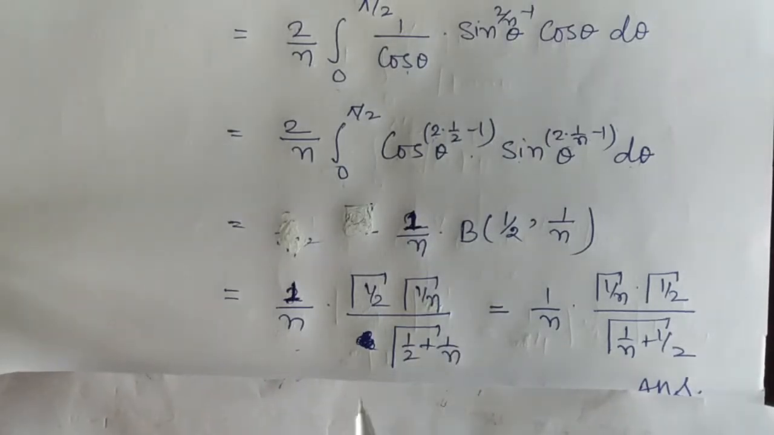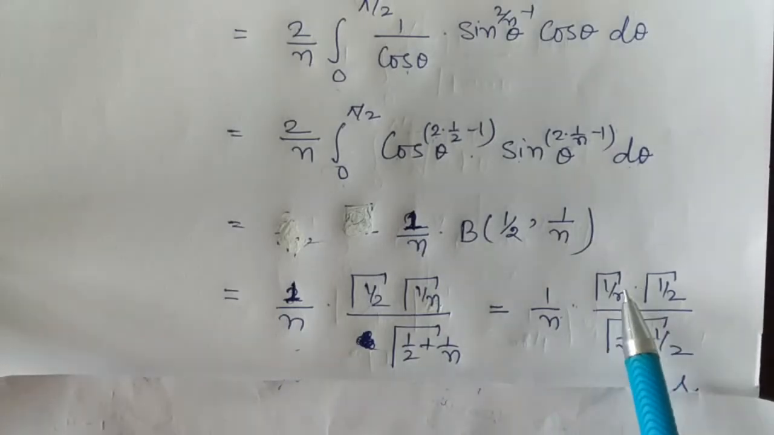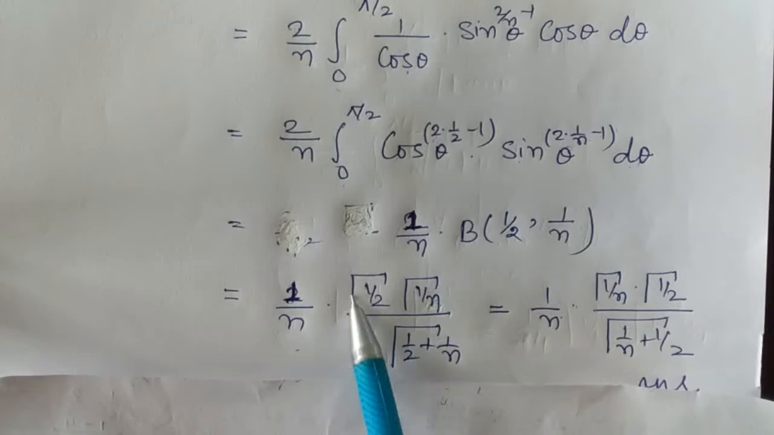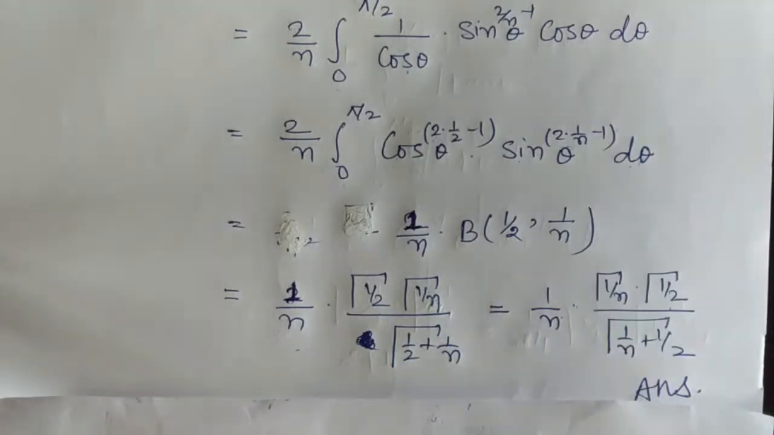Now we write 1 by n into gamma 1 by n into gamma half upon gamma 1 by n plus 1 by 2. So this is the required result we had to prove.